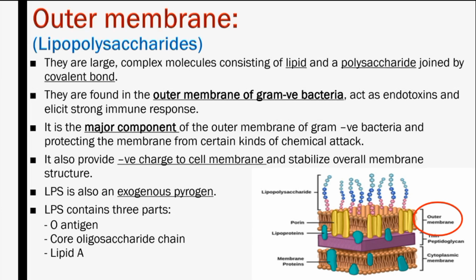It is the major component of the outer membrane of gram-negative bacteria, protecting the membrane from certain kinds of chemical attack. It also provides negative charge to the cell membrane and stabilizes overall membrane structure. Lipopolysaccharide is also known as exogenous pyrogen. It contains 3 parts: O antigen, core oligosaccharide chain, and lipid A.